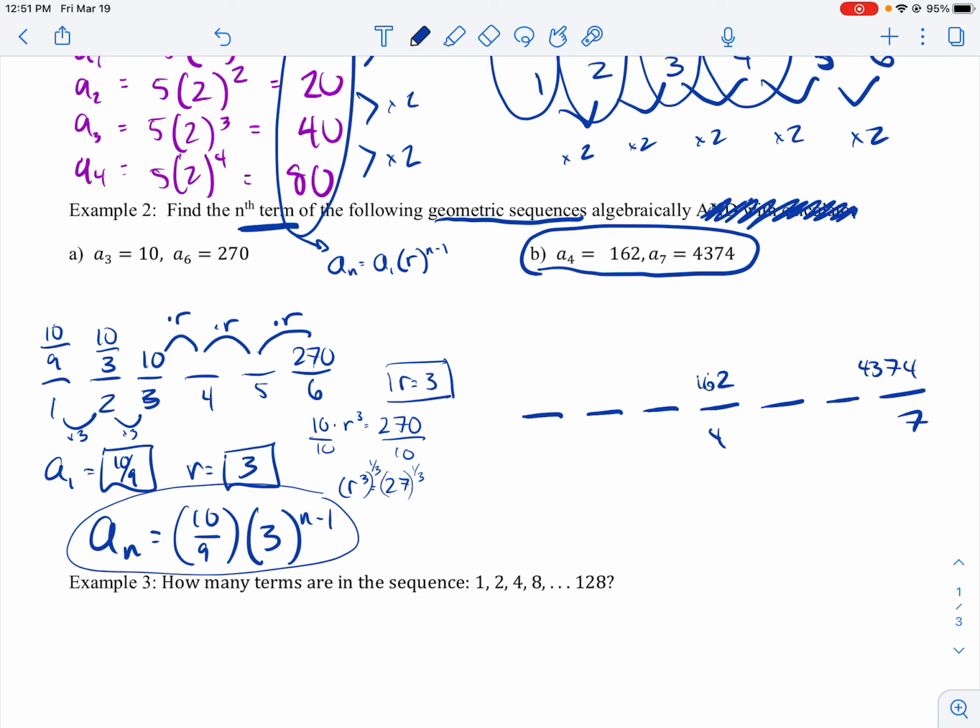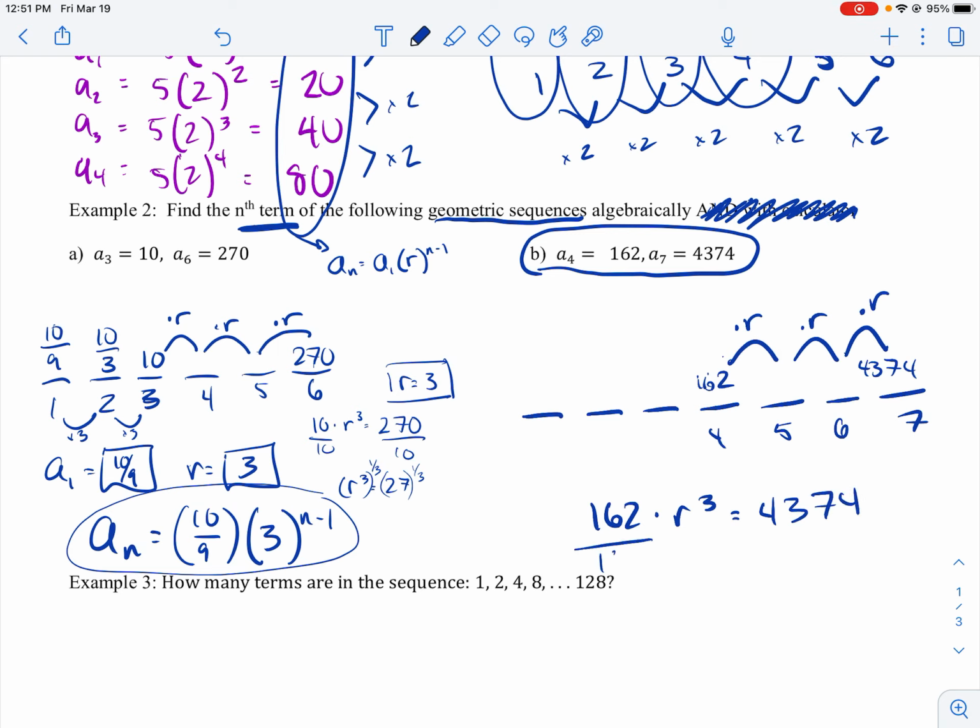So 4374, all right? Now, same process as we did for the last one, right? We don't know what our ratio is, and we don't know what our first term is, but we do know that whatever that ratio is, to get from our fourth to our fifth term, we're going to multiply by that ratio. To get from our fifth to our sixth term, we again would multiply by that ratio. And then from sixth to our seventh term, again, multiply by that ratio. So, it's 162 times whatever that number is, 3 times will give us this number at the end.